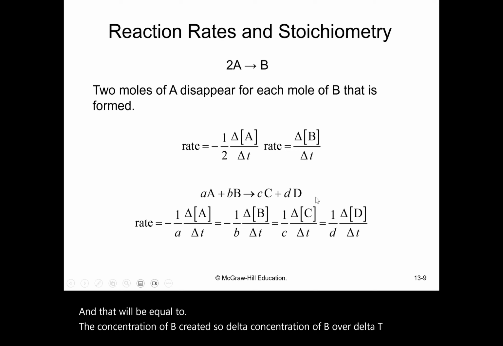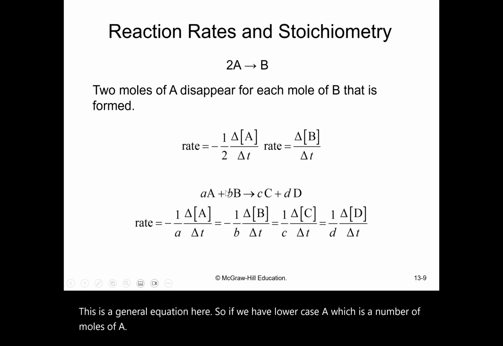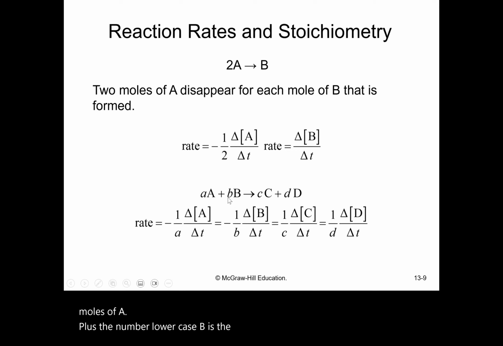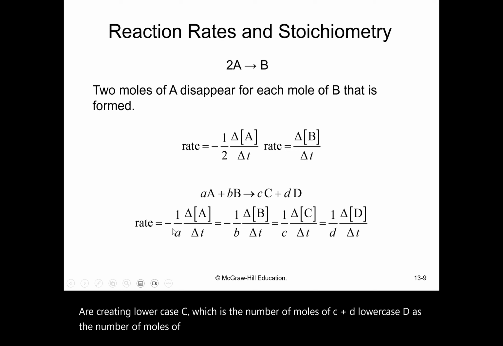This is a general equation here. So if we have lowercase a, which is the number of moles of A, plus lowercase b, the number of moles of B, creating lowercase c, the number of moles of C, plus lowercase d, the number of moles of D created, our rate equation would be negative. So for A and B we're losing, and we're creating C and D. So A and B are going to be negative, C and D are going to be positive.